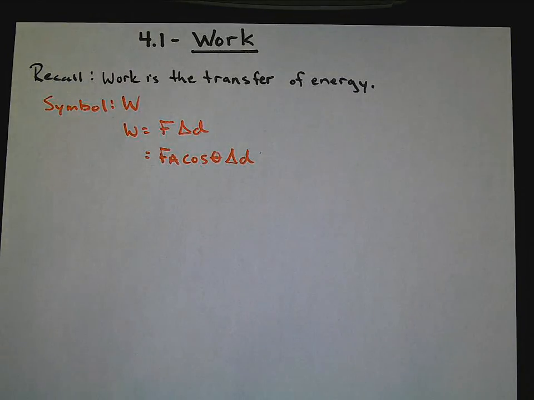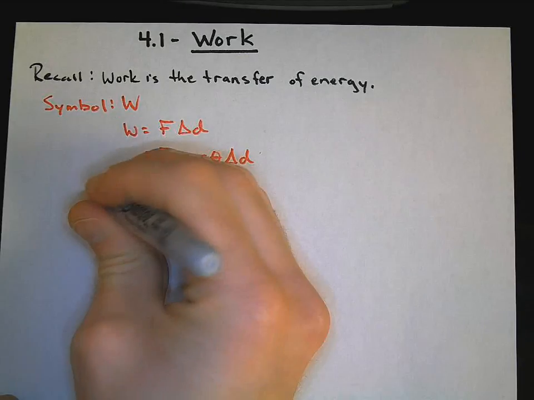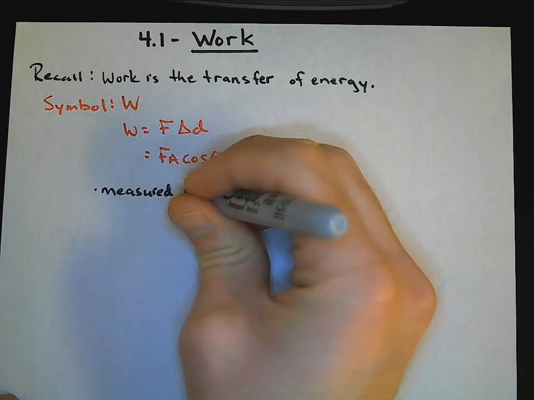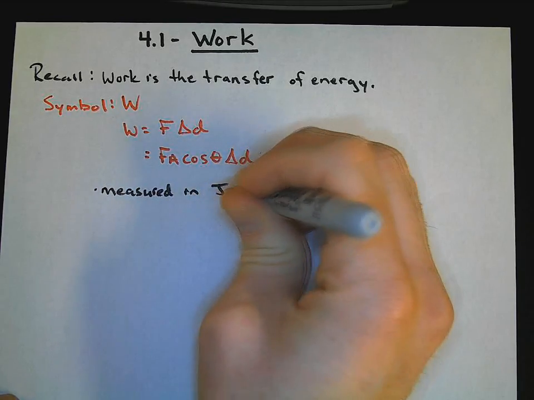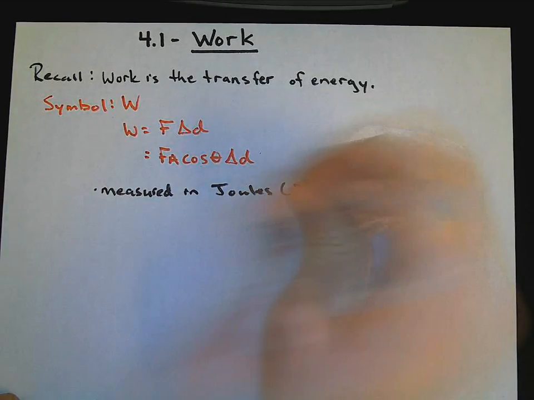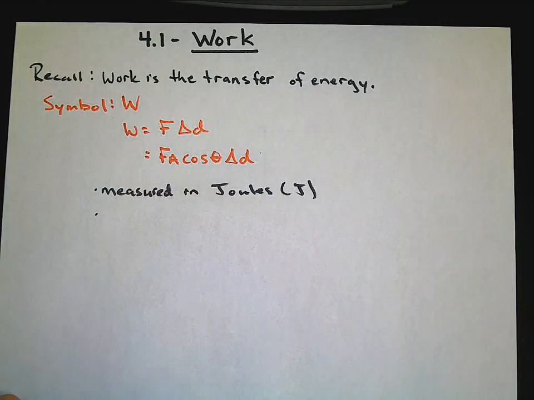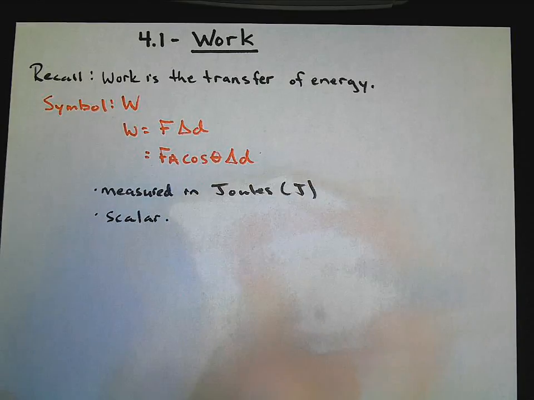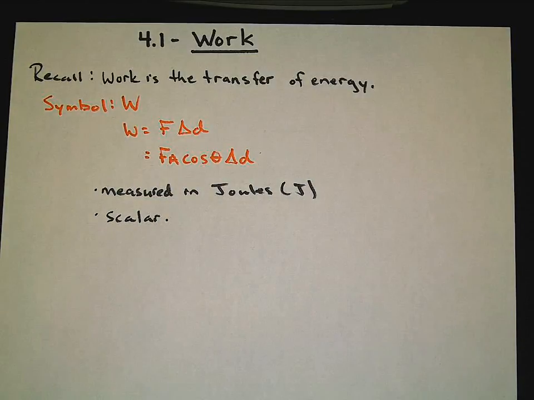We remember as well that work is measured in joules, which we short form with the capital letter J, and also that it is scalar, meaning that we do not need to worry about including any type of direction.